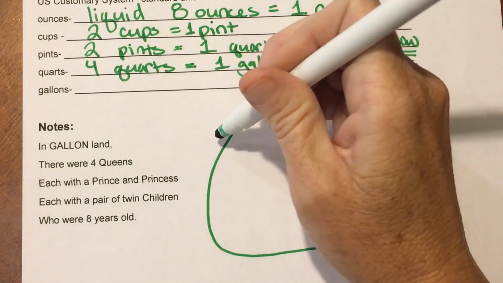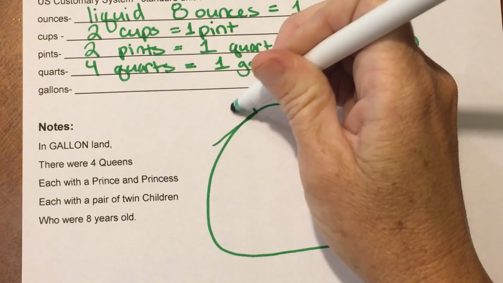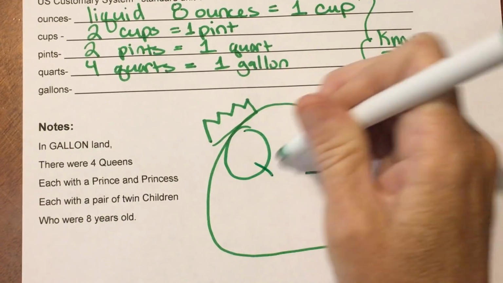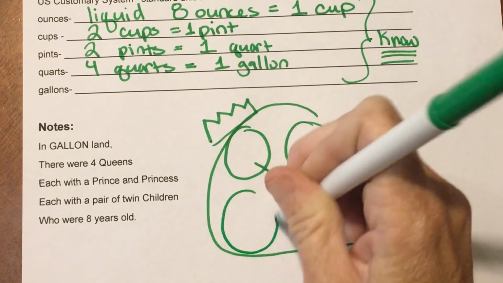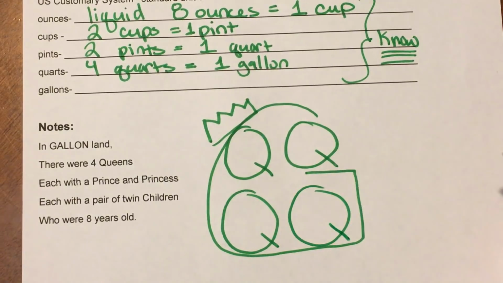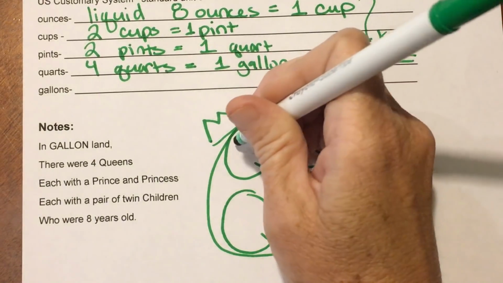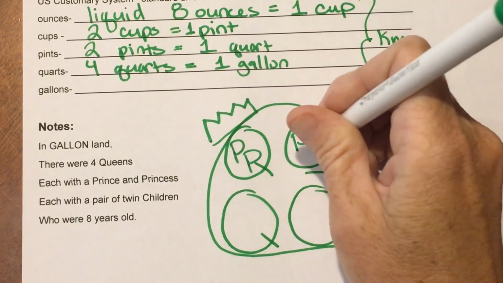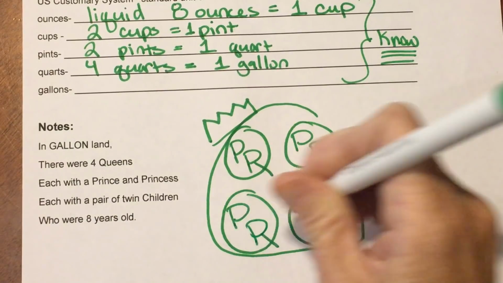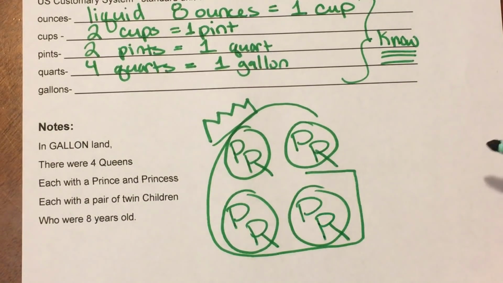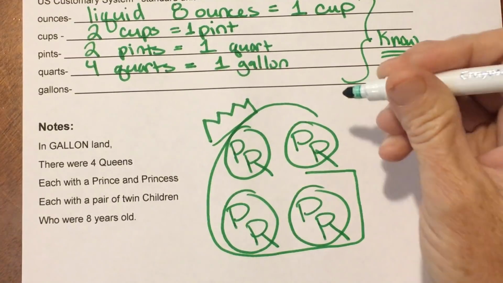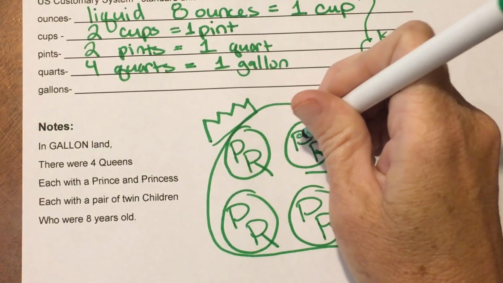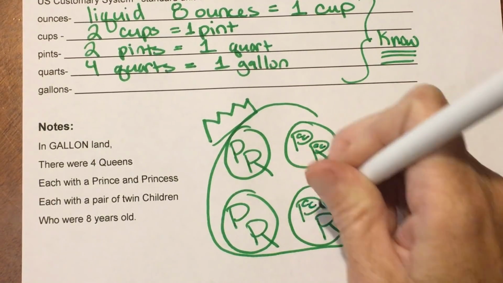So in Gallon Land, so here's the land. In Gallon Land, there were 4 queens. Okay. Each queen with a prince and princess. Each prince and princess with a pair means 2, so a pair of twin children. So they have 2 children, each prince or princess.